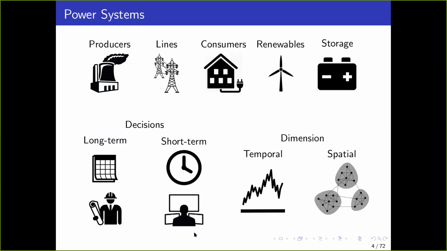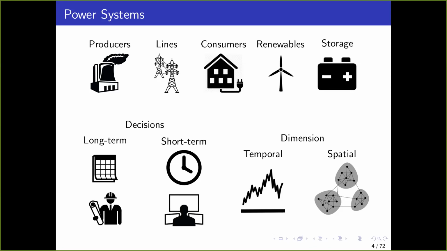I guess people listening to this presentation come from different backgrounds, so I just wanted to set the scene a little bit by talking about power systems. In power systems, we have some producers, which are basically generating units producing electricity, like nuclear or coal-based producers. Then we have some electricity consumers, which can be factories or households. And then we have lines so that the electricity can go from producers to consumers.